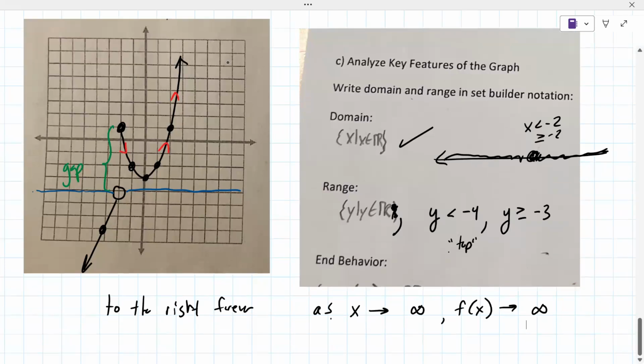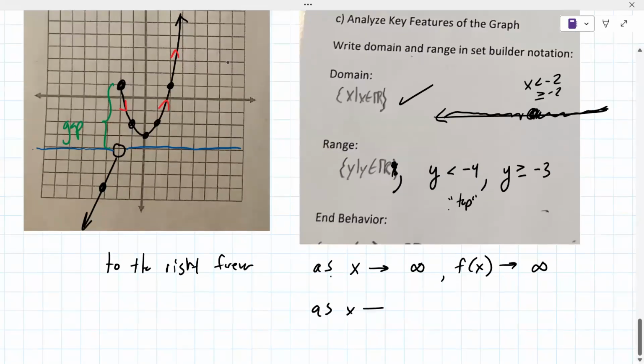Goes up forever. And then you also need to say as x goes to -infinity, what happens in the other direction? In this case, you're on this other piece. How far down does this go? Also negative infinity. Yeah. All right, so there it is.